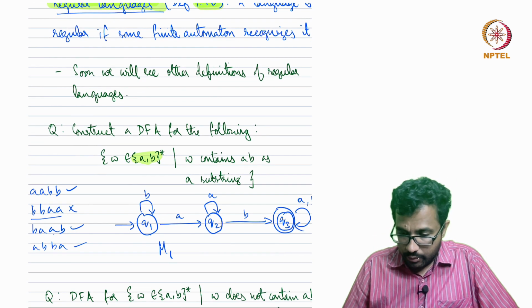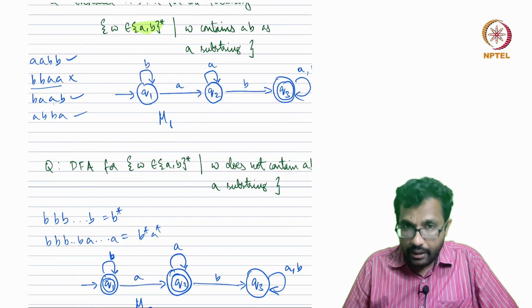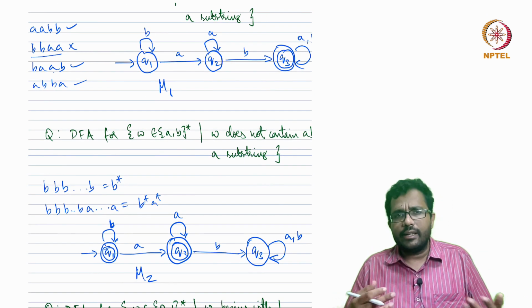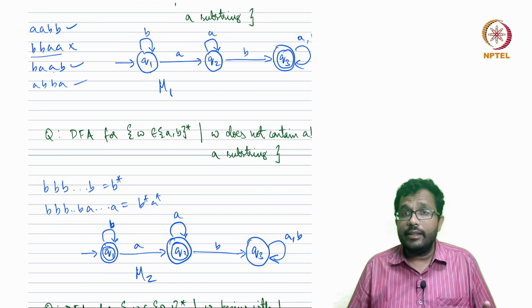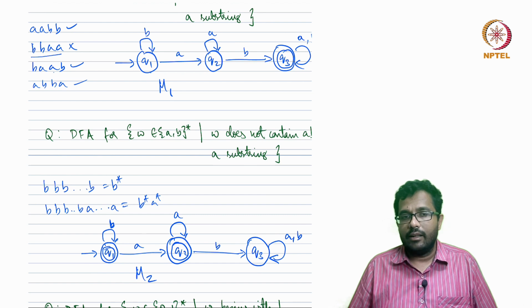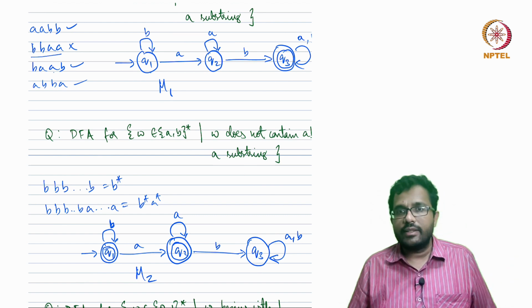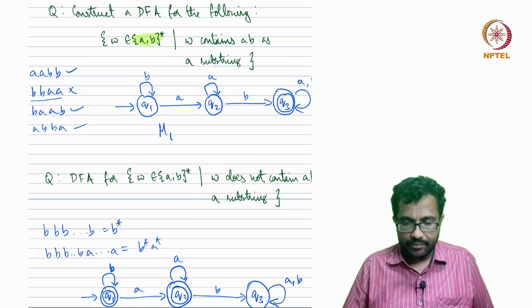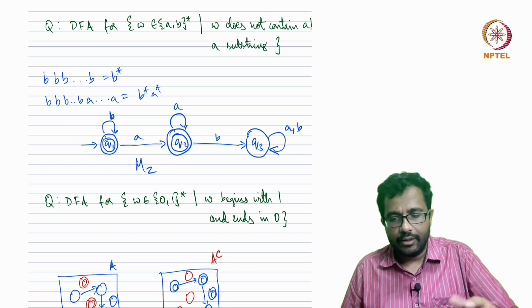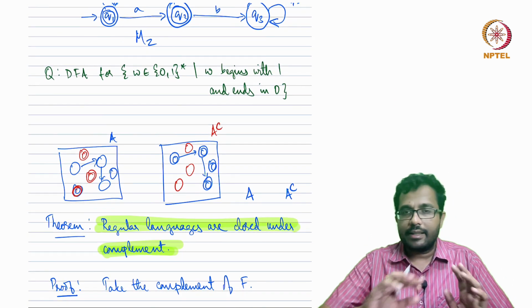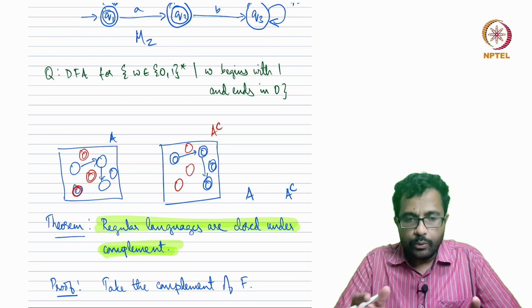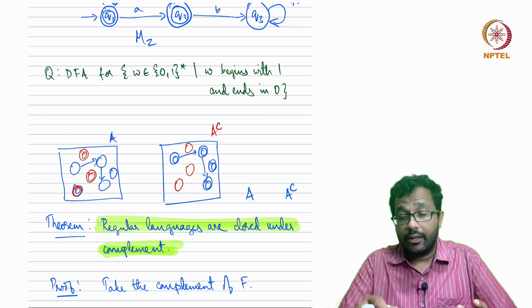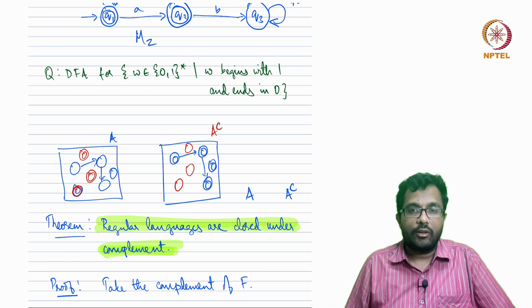So one may ask at this point, why do I make a definition like this? It may seem to you that for all languages you may be able to make a DFA, but that is not the case. We will see why that is the case, maybe not at some point, very soon. So these are a special class of languages for which we can make DFAs. We cannot make DFAs for all languages.